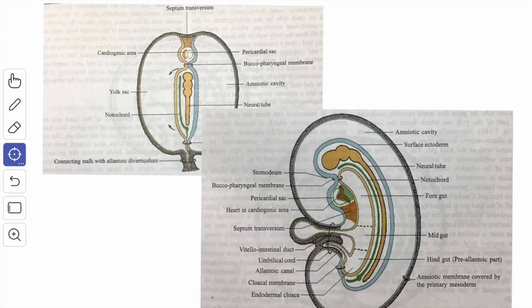Next we'll see the formation. When the amnio-ectodermal junction of the germ disc bends ventrally during the formation of the embryonic fold, the amniotic cavity enlarges at the expense of the extraembryonic coelom and the yolk sac. Now, the yolk sac is divided into intraembryonic and extraembryonic parts by the advancing edges of the folds.